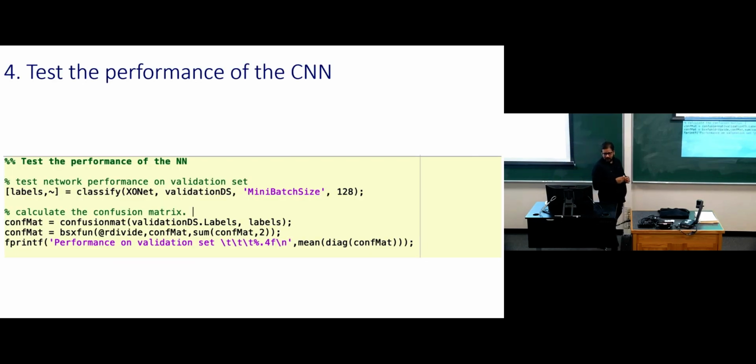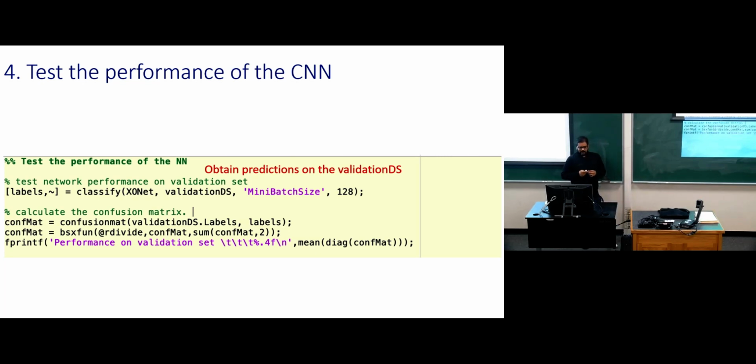The final piece is you have to test the performance of the CNN. Again, there's a convenient function called classify, where the input is the CNN object or the name of the network. You pass it the data set on which you want to test the accuracy. And again, you can choose a batch size for better computation. What this is going to give you is the predictions of the network on the validation set, which was the 0.3 part that we didn't train on.